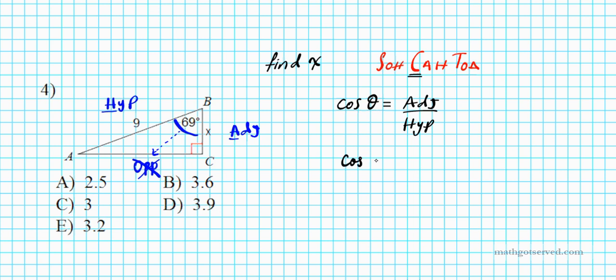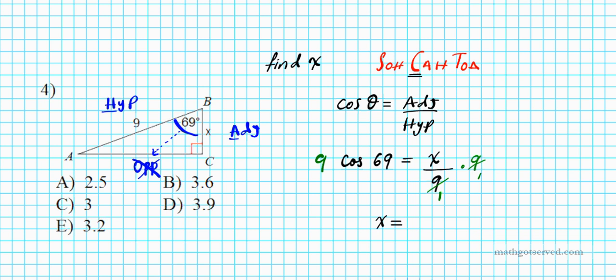Cosine of the given angle theta, 69 degrees, is equal to the adjacent, the unknown side, divided by the hypotenuse, the known side. To finish this off, just simply multiply both sides by 9 so that x can be isolated. On the right side, 9 divides out. So you have x is equal to 9 cosine 69, so plug that into your calculator.